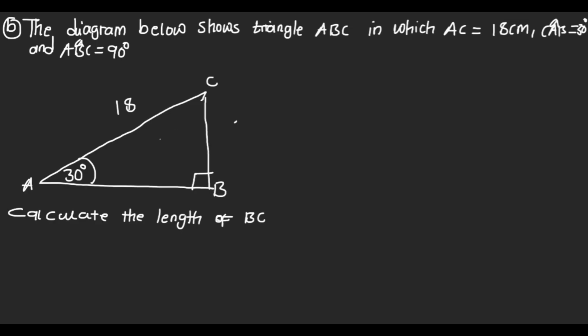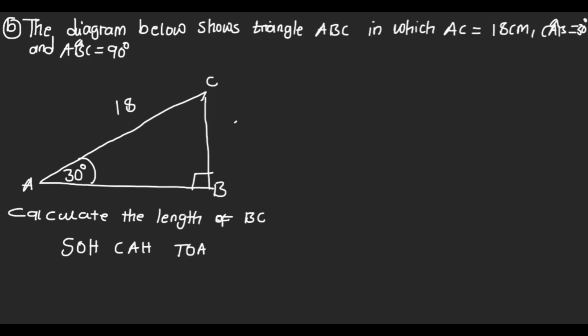The diagram shows triangle ABC in which AC is equal to 18 centimeters, angle CAB is equal to 30 degrees, and angle ABC is equal to 90. So this is a right angle triangle since we have an angle equal to 90 degrees. The question here is calculate the length of BC. We are going to use the three trig ratios. So we have SOHCAHTOA.